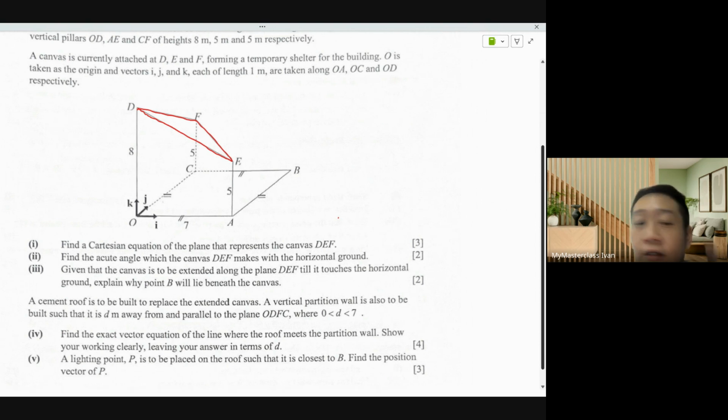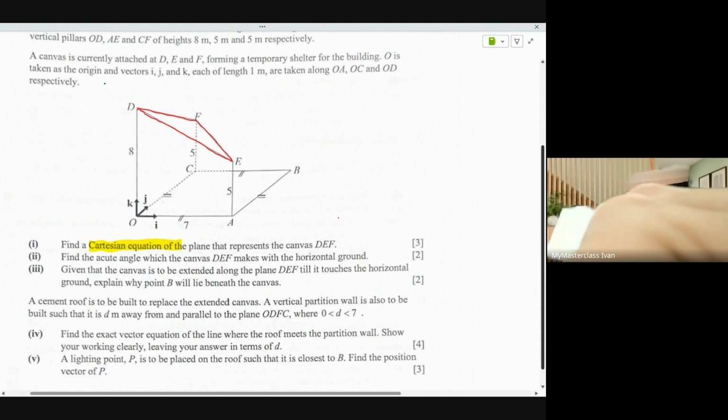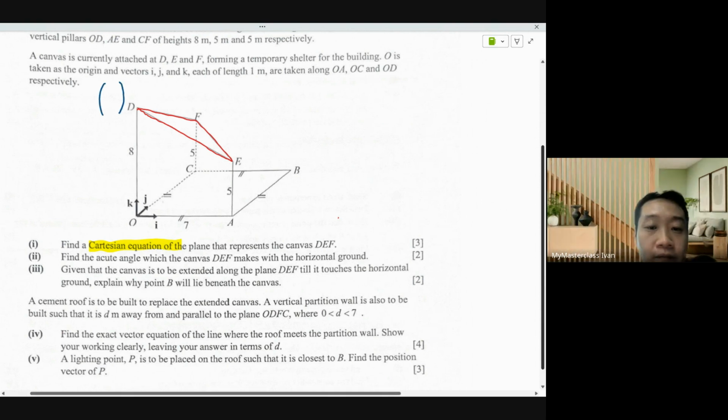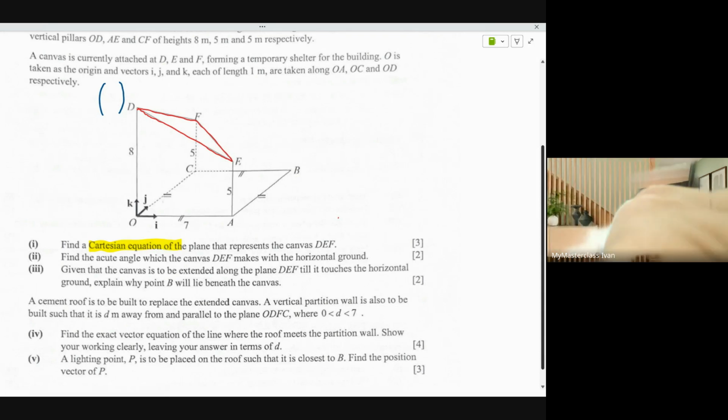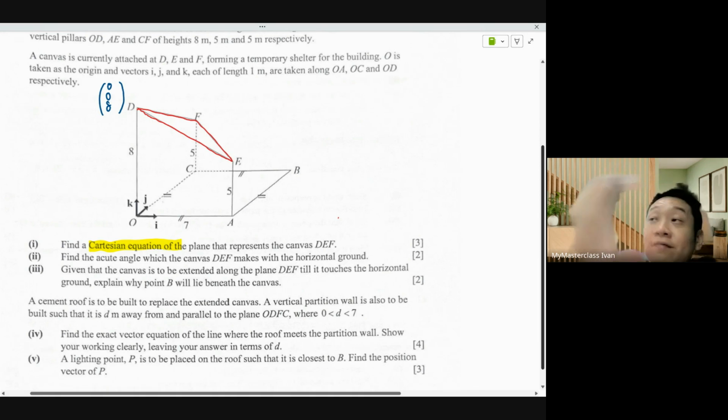Plane. Okay. So firstly, you have nothing at all. Now, obviously, number one, we know that you want a Cartesian equation, right? We need a normal. As long as there is a plane, it means we need a normal. Understand? Okay. What is the coordinate of D in IJK form, Jonathan? 8K, IJK, so 008. Understand?